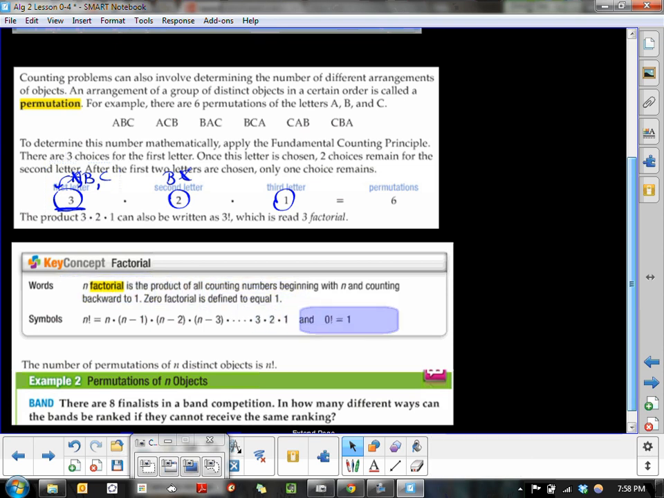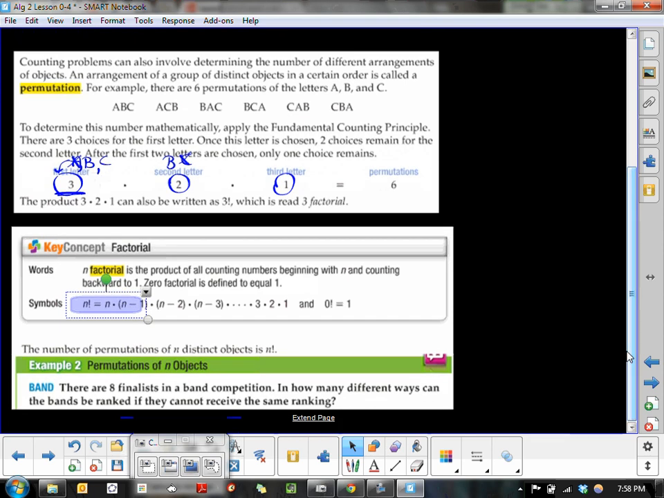So here is the skinny: 0 factorial is equal to 1. There's only one way of doing that. So here's the factorial notation. We're going to use that in our next calculations.